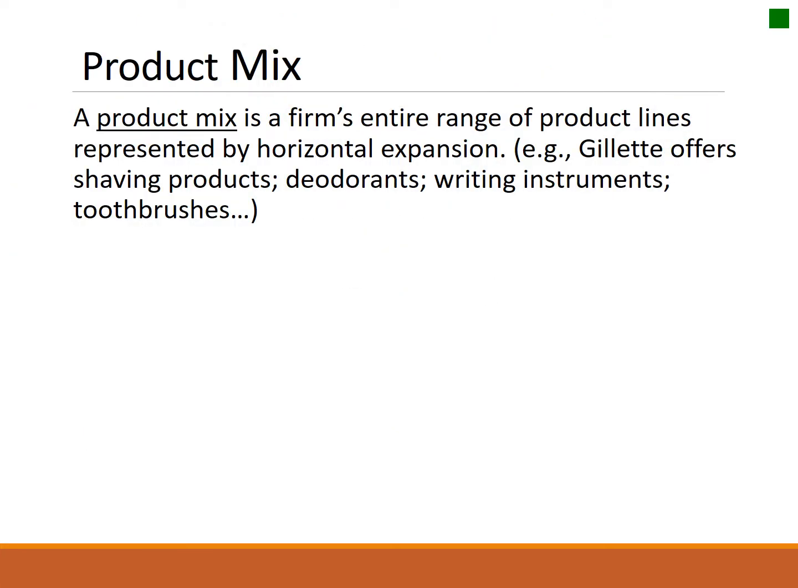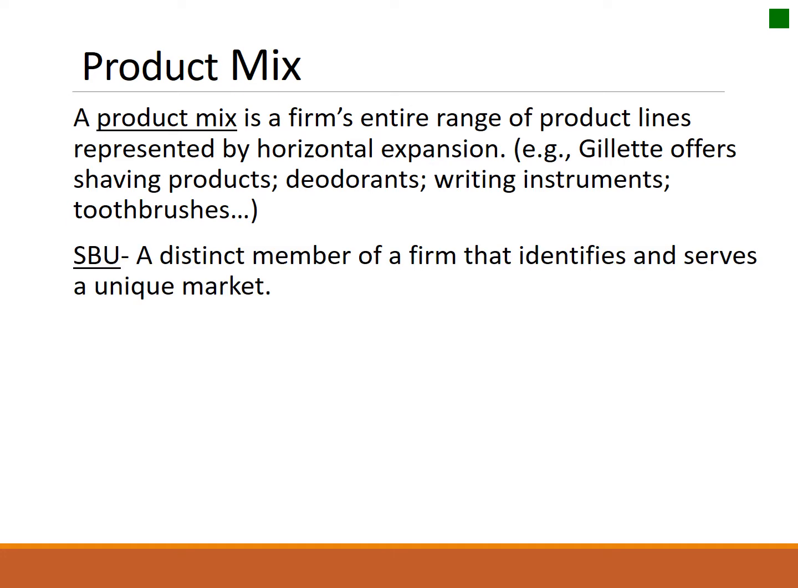So the product mix then is the entire range of product lines, and it's typically represented by the horizontal dimension of the product array. So it may be that a company has multiple product categories or multiple brands that are associated with each product category, and each brand would have its own line of products. Also, keep in mind that as we design this, oftentimes each column within the chart represents a distinct operating unit within the company. So this would be a strategic business unit within a company.